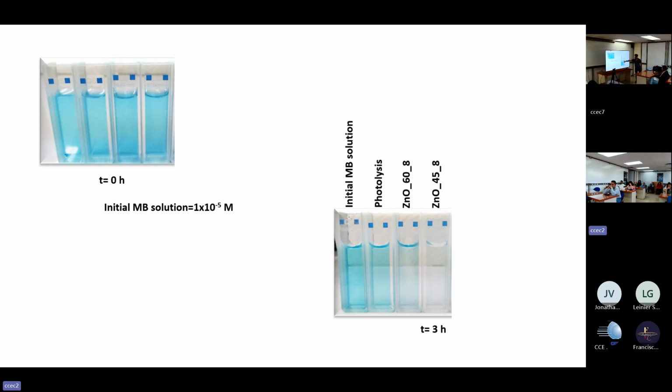After the initial solution, the sample was used for photolysis, and the two samples with the lowest efficiency and maximums.